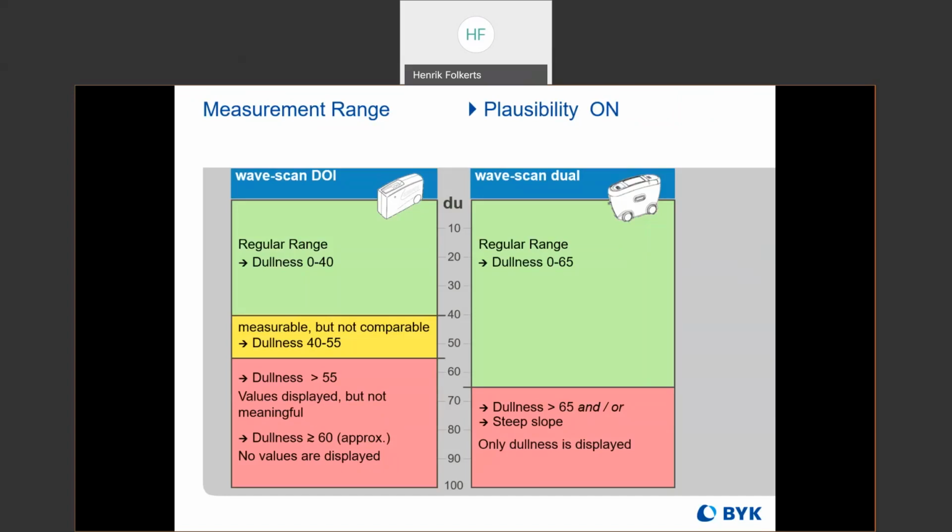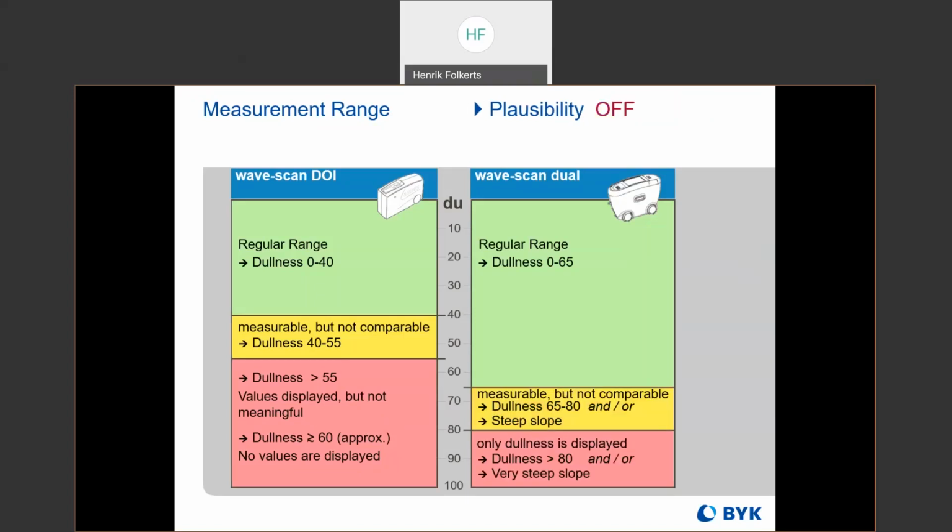But the measurements you get there aren't quite as good, and certainly not comparable to the measurements that you get in the very low dullness range. So if you are measuring in that sort of questionable yellow range, you can get good values there, but you should really only be comparing those values with other surfaces of similar dullness. But in contrast to that, we have the WaveScan Dual, which has a dual light source that allows it to measure at higher dullness ranges. So the optimal range for the WaveScan Dual is up to 65 dullness. And then if you turn the plausibility off, you can actually get up to 80 dullness. So this was developed to allow for measuring things like primers.